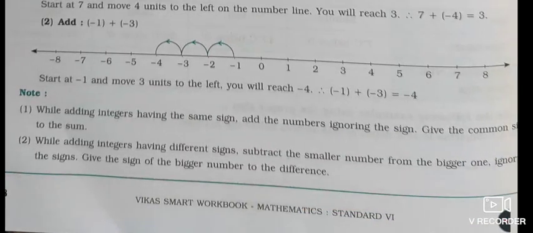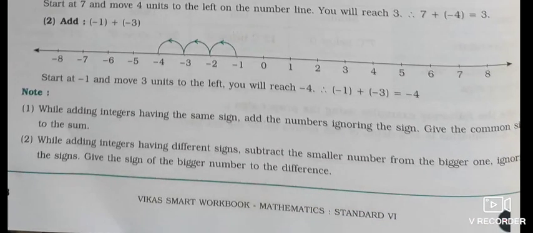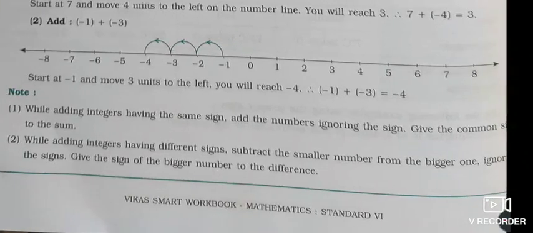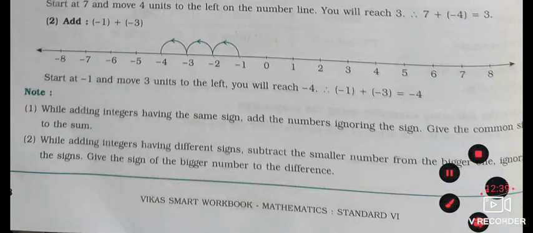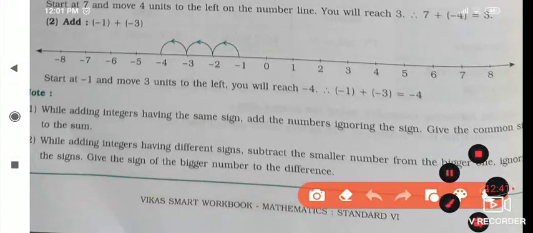While adding integers having different signs, subtract the smaller number from the bigger number, ignore the sign and give the sign of the bigger number to the difference. So that is the note, the information they gave you, which you have to use at the time of solving these questions. Now we will see the next.